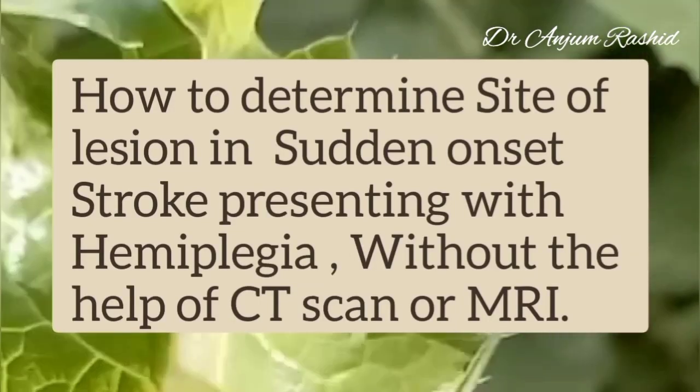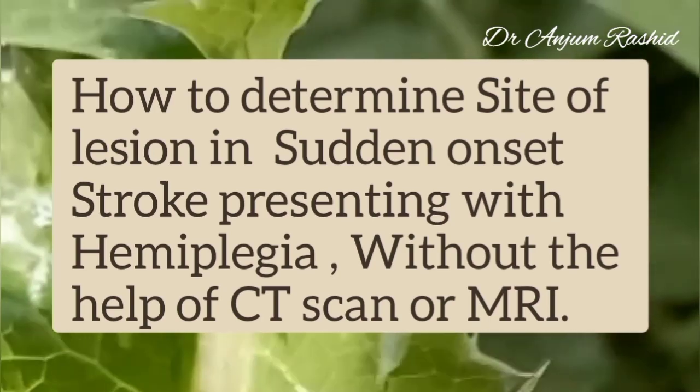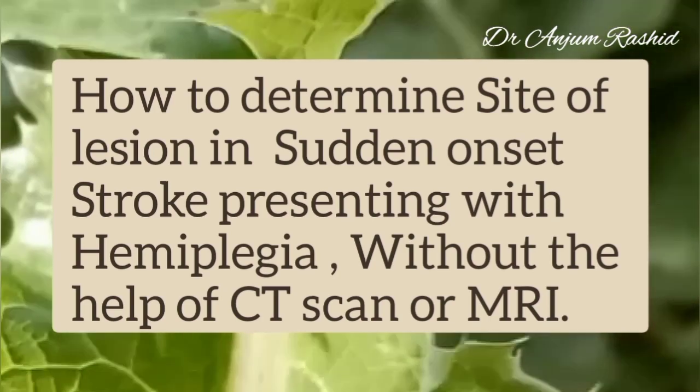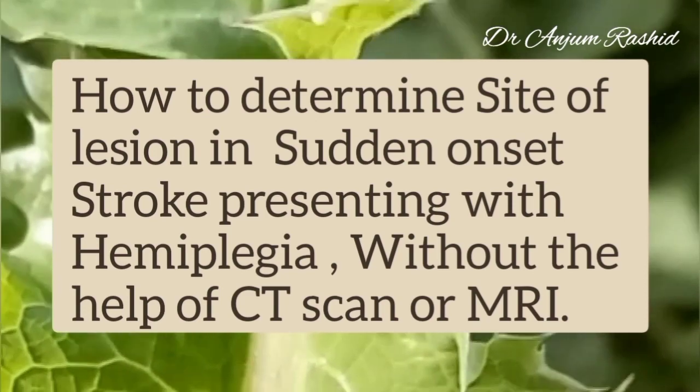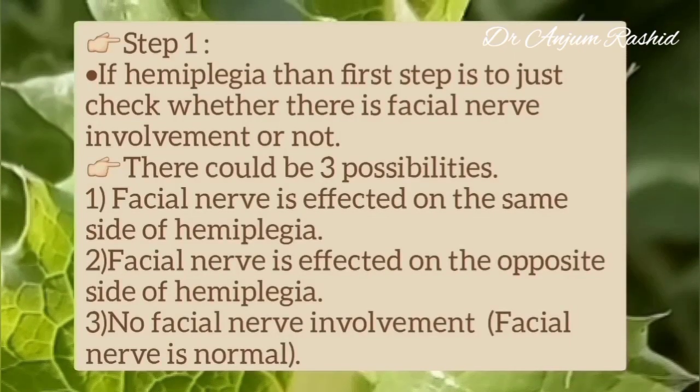This video is about how to determine the site of lesion in sudden onset of stroke presenting with hemiplegia without the help of CT scan or magnetic resonance imaging. Now follow these steps. Number 1.